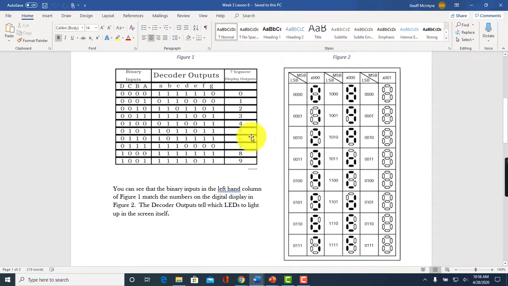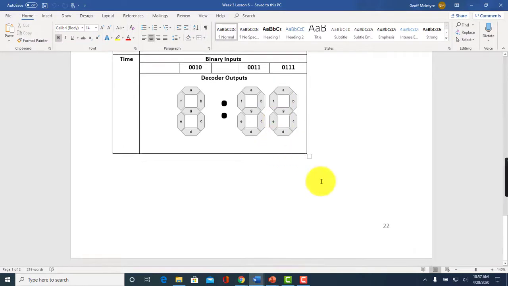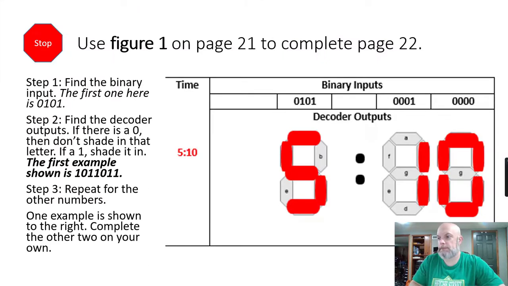Okay. So you could look at any of them. To make a 0, the binary input is 0, 0, 0, 0. That's it right there. So everything is turned on, meaning a 1, except for the letter G, which is the middle one, and then how it registers on your clock is 0. Okay. So you end up figuring out a couple of those by going through the slideshow.